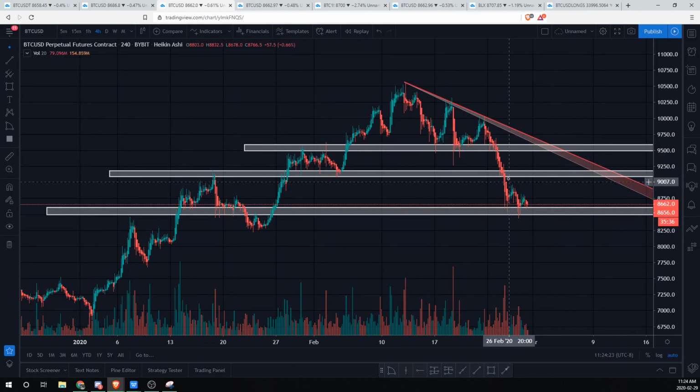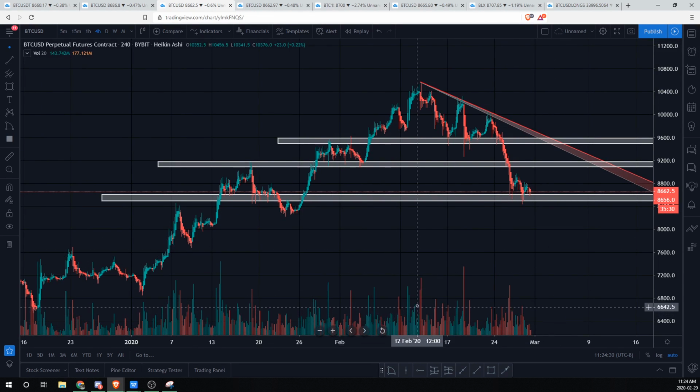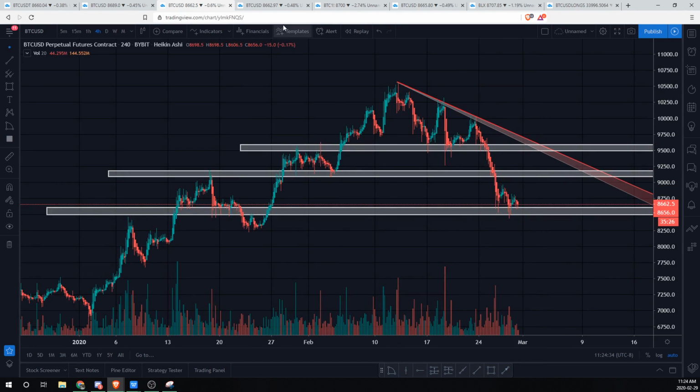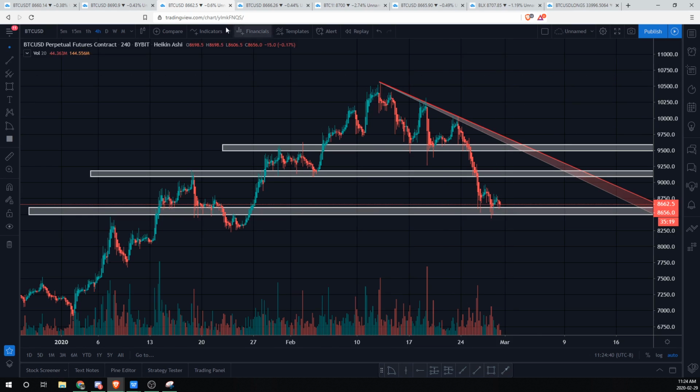And then on the smaller time frames, we see a descending zone and a horizontal level of support that we are holding on Bybit. We see that there's strong volume distribution within the recent price action, which is pretty bearish. That's about it for the 4-hour chart here. We see some horizontal zones, and then we see a descending zone.